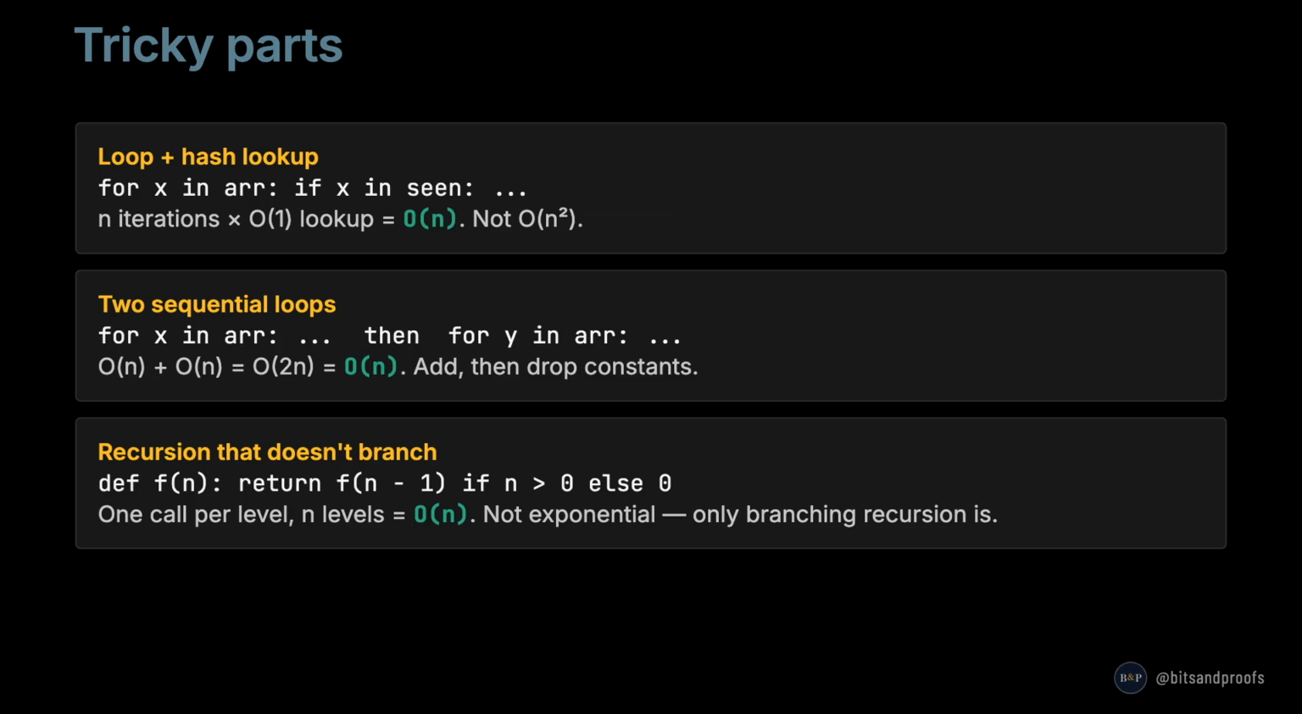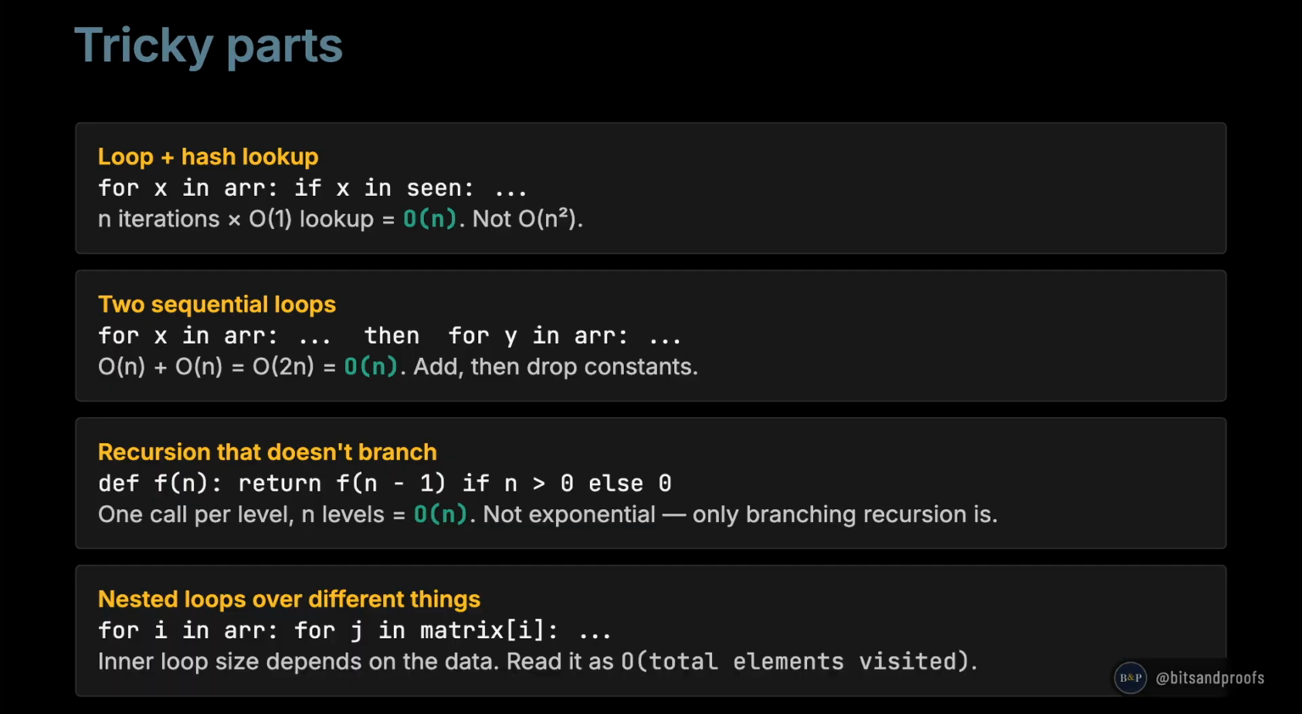Third tricky part, recursion that doesn't branch. Like def f of n: returns f of n minus 1 if n greater than 0, else 0. 1 recursive call per step, n levels deep. That's O of n. Not exponential. Only branching recursion with 2 or more recursive calls per step is exponential. A common mistake is to assume any recursion is dangerous. Linear recursion is fine. Watch for branches.